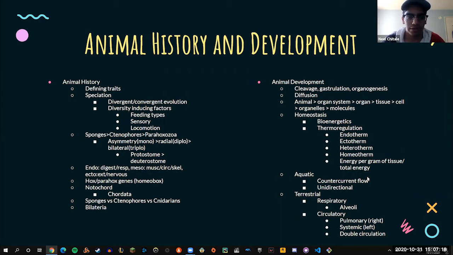So the first thing is defining traits of an animal, right? When we're talking about life, animals are distinct from a whole class of other organisms like plants and bacteria, because there are specific things about them that differentiate them. The things we usually talk about are that they're multicellular, right? They're eukaryotic, and so that separates them from bacteria, which might be prokaryotic. And then they're heterotrophs.